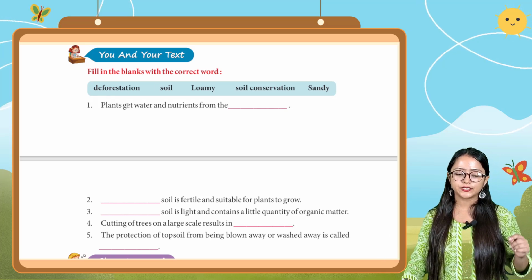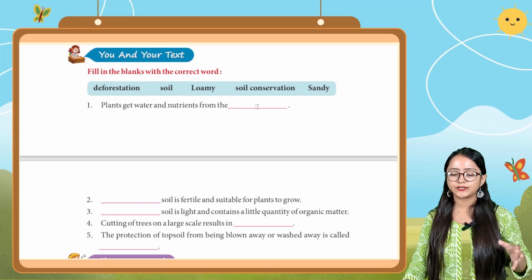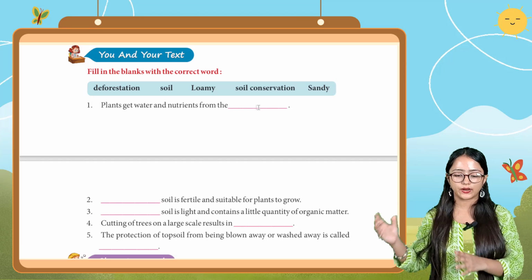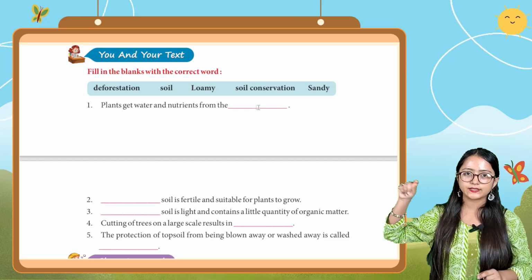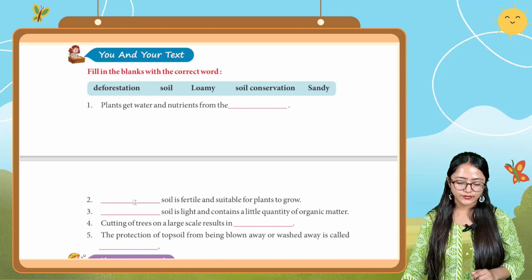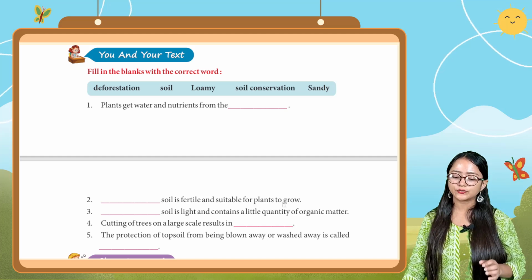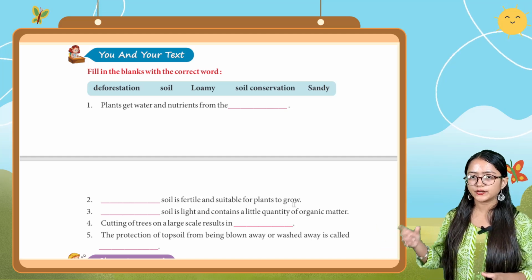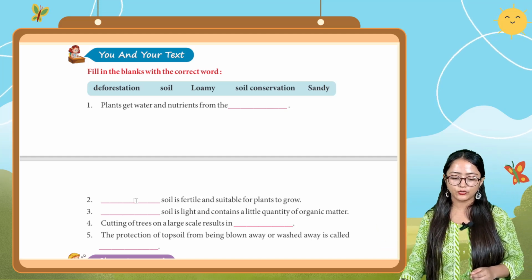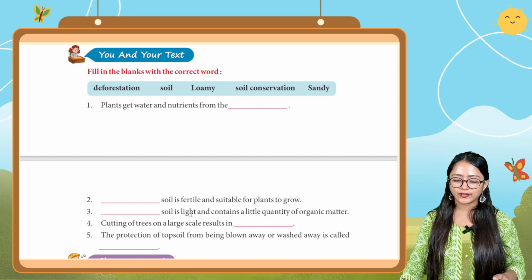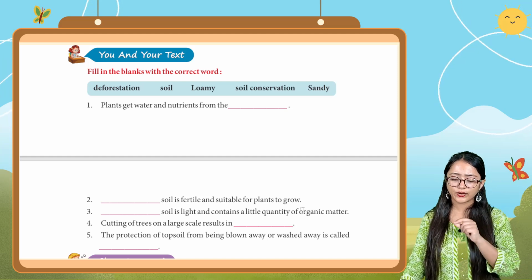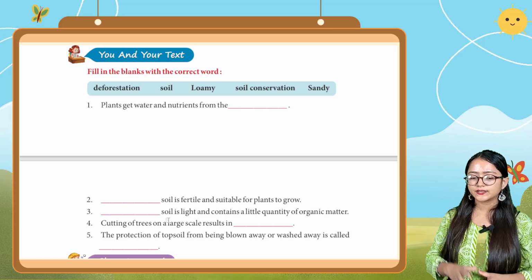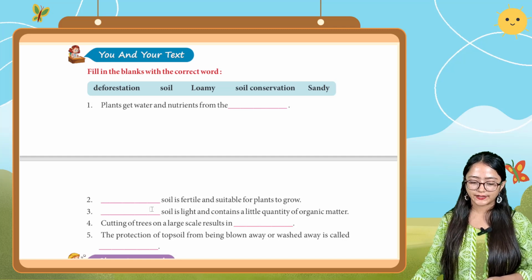So the first question is, plants get water and nutrients from the dash. So basically plants get water and nutrients from the soil. So you have to write soil in this blank. Okay. Now second one, dash soil is fertile and suitable for plants to grow. So which soil is fertile for plants to grow? It is loamy. So you have to write loamy here. Then dash soil is light and contains a little quantity of organic matter. So this is what? This is sandy soil. So you have to write sandy in this.